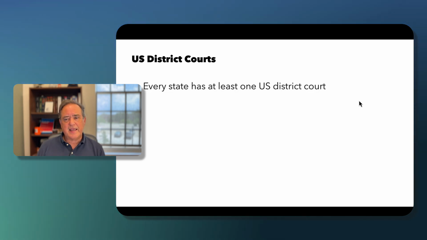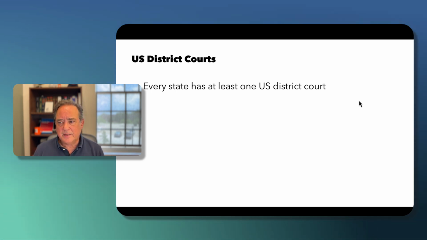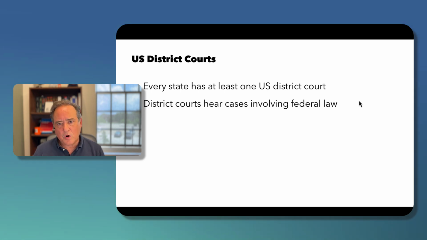Every state has at least one U.S. district court, but generally states have more than that. In Oklahoma, we have 3 different U.S. district courts. In Texas, there are 4 U.S. district courts, but even then, those courts may have multiple judges. U.S. district courts tend to hear cases involving federal law. So federal criminal matters are generally brought in federal court. Cases involving the federal statutes can be brought in federal court.